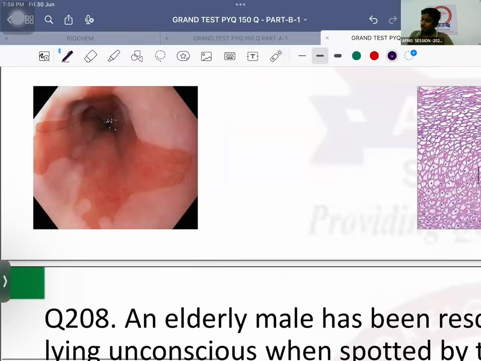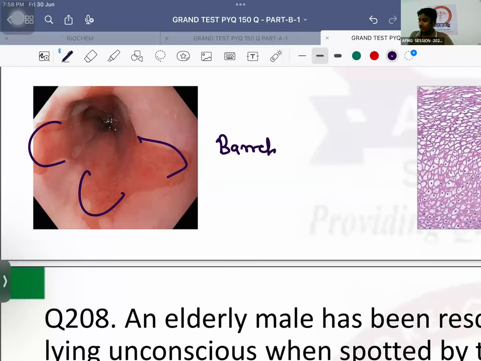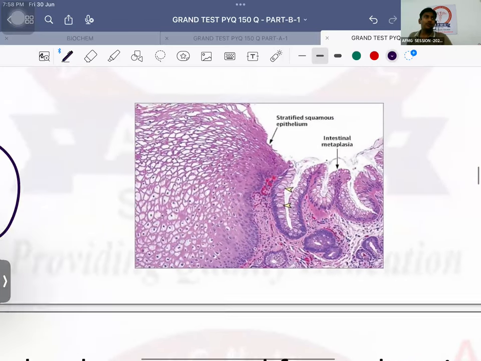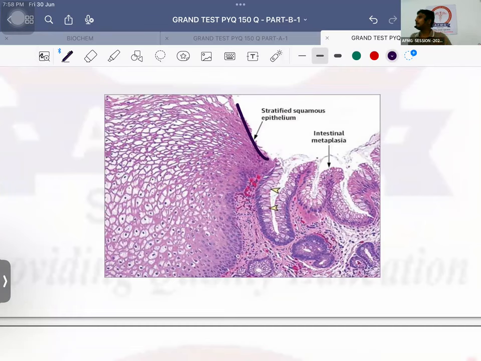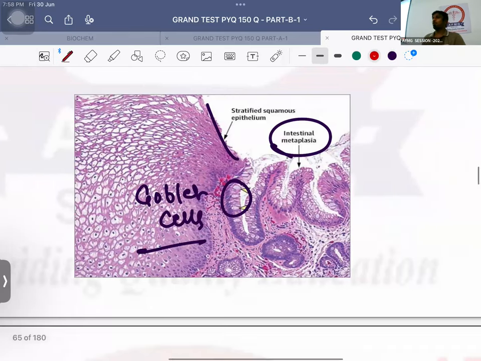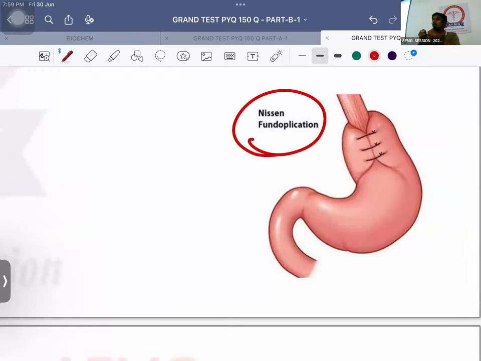What is this? Upper GI endoscopy showing red velvety mucosa in the esophagus. It is a case of Barrett's esophagus. When I take a biopsy from this, what will I be able to see? The stratified squamous epithelium will change into columnar epithelium, which looks just like the intestinal epithelium. Therefore, this will be called intestinal metaplasia. But the hallmark of Barrett's on biopsy is the mucin secreting cells known as goblet cells. Okay. And this is the Nissen's fundoplication, when the fundus of the stomach is wrapped around the esophagus.